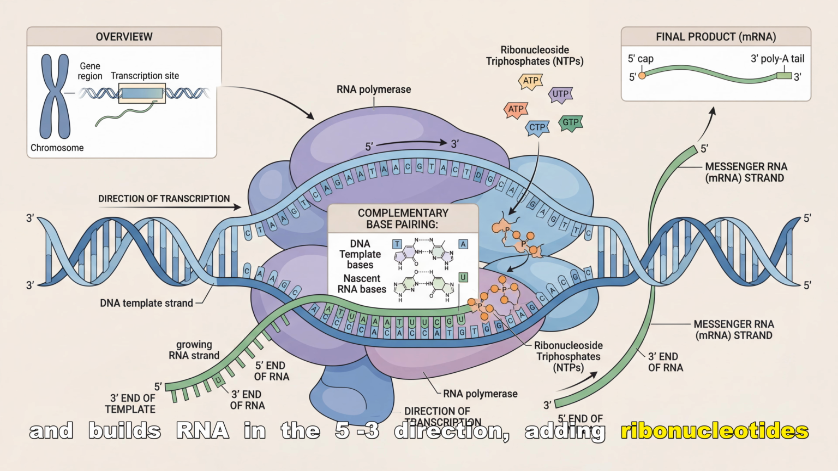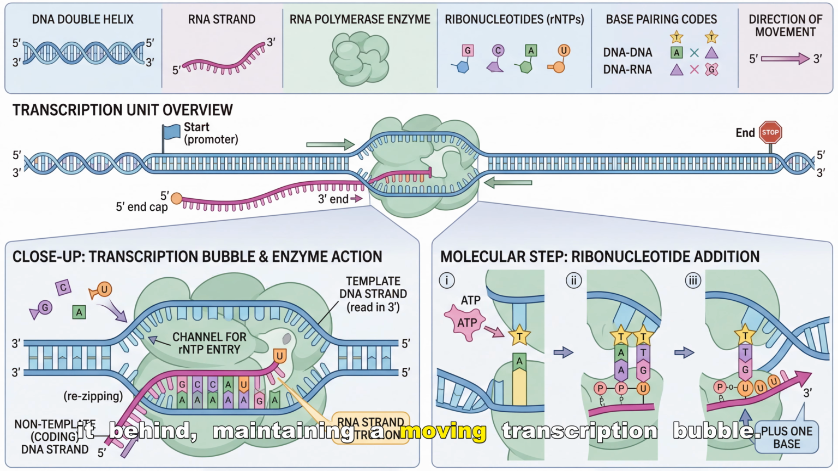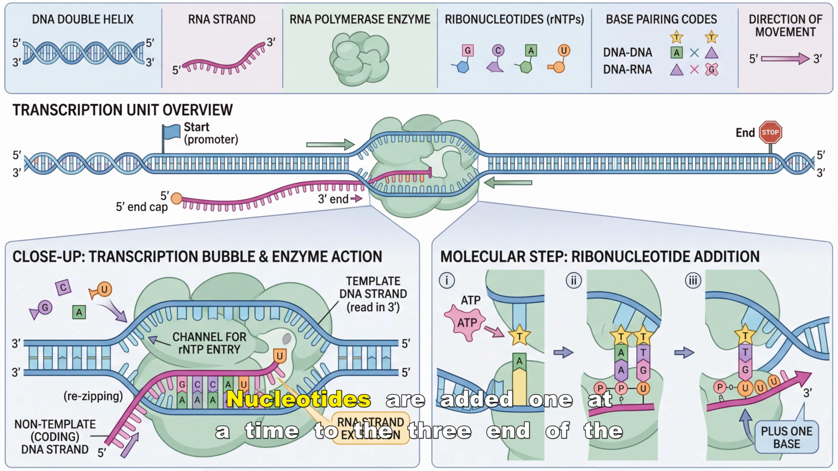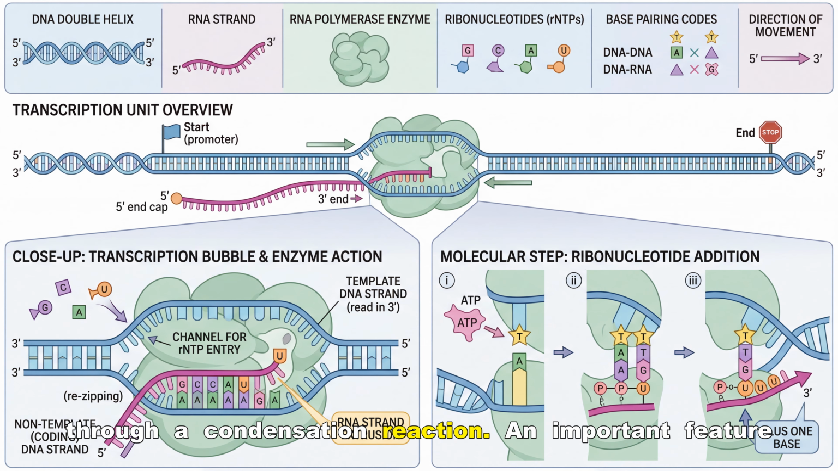During elongation, RNA polymerase moves along the DNA template, adding ribonucleotides to extend the RNA strand. As the enzyme progresses, it continues to unwind the DNA ahead of it and rewinds it behind, maintaining a moving transcription bubble. Nucleotides are added one at a time to the 3 end of the growing RNA chain, forming phosphodiester bonds through a condensation reaction.